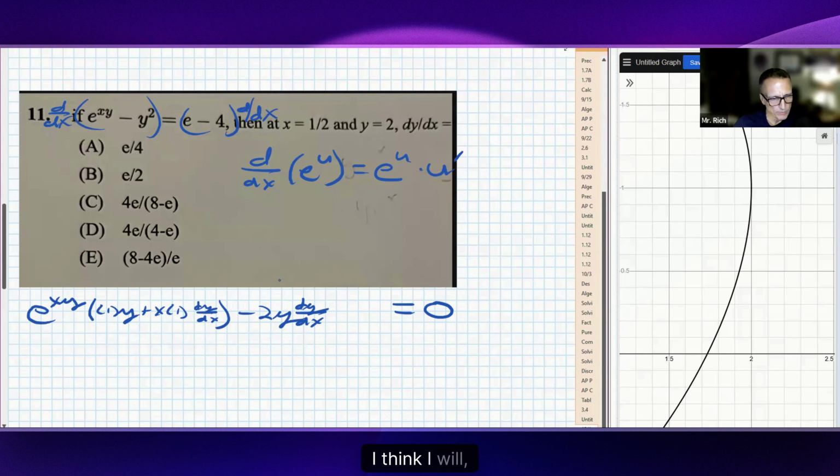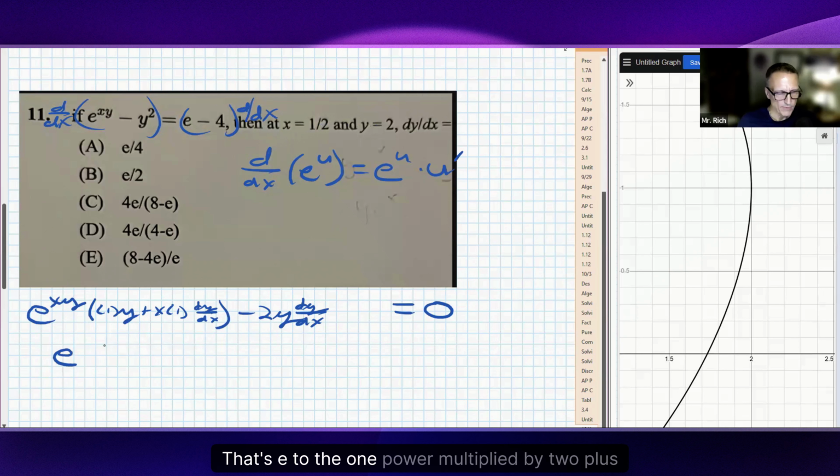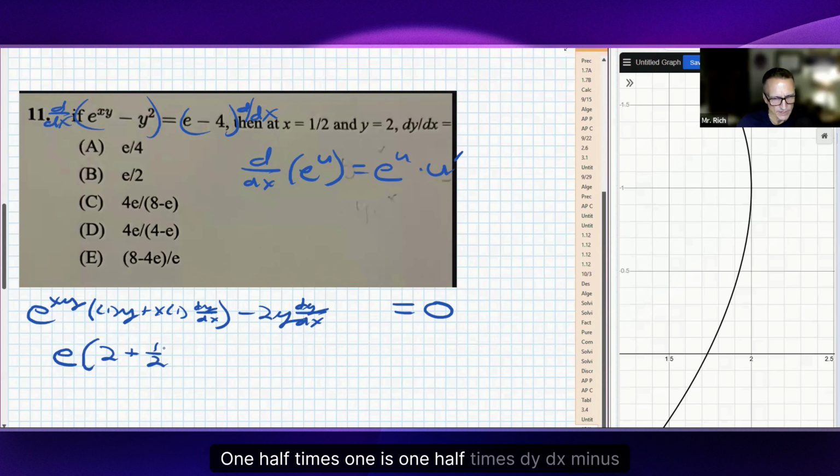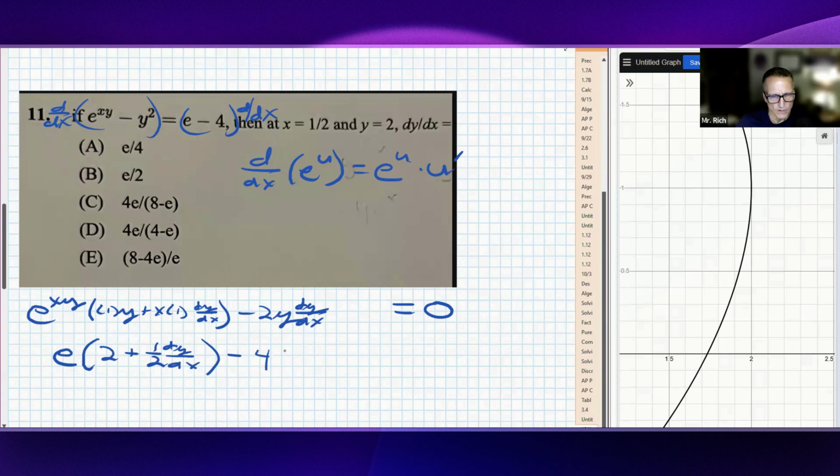Well, I think we're going to go ahead and put in my x and y values straight away. e to the x times y. Well, x times y is 1. So this is an e to the 1/2 times 2, right? That's e to the 1 power, multiplied by 2 plus 1/2, right? Because x is 1/2. 1/2 times 1 is 1/2 times dy dx minus 4 dy dx equals 0.